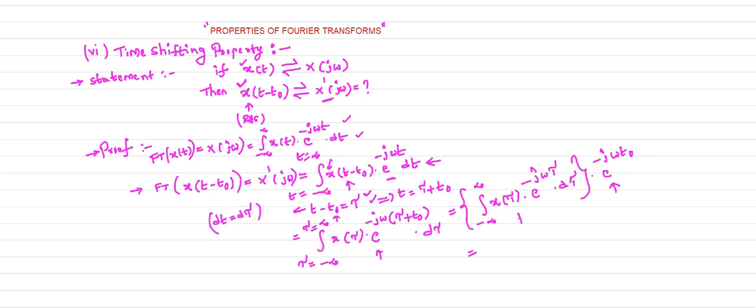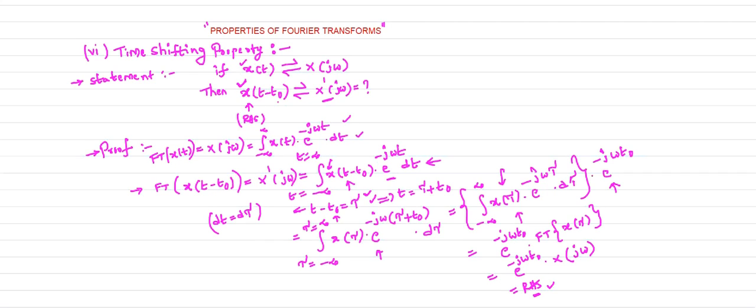Now what is this expression? This is nothing but the Fourier transform of your time domain signal x of tau. So it is e power minus j omega t naught into the Fourier transform of your time domain signal x of tau. And what is the Fourier transform of x of tau? It is nothing but capital X of j omega. Now this is your right hand side.